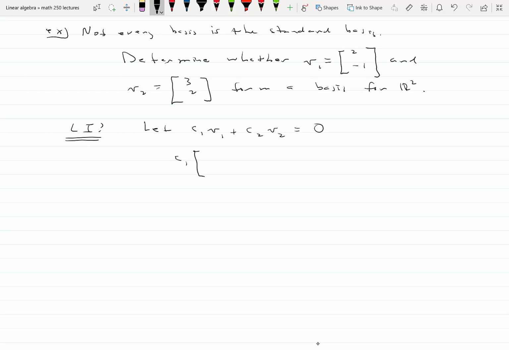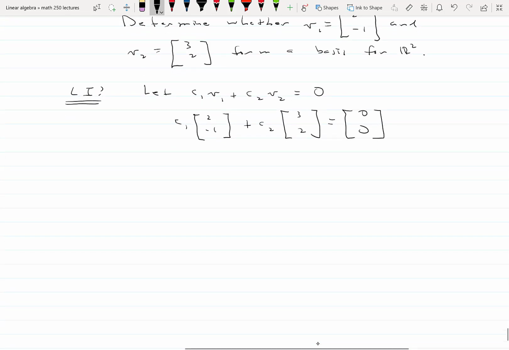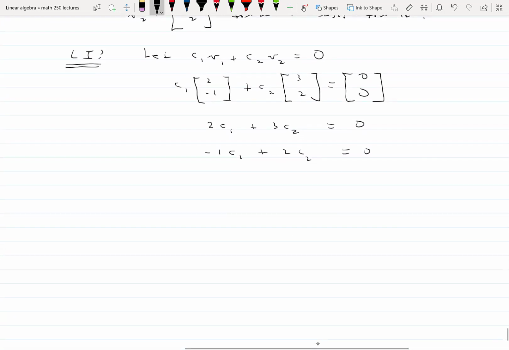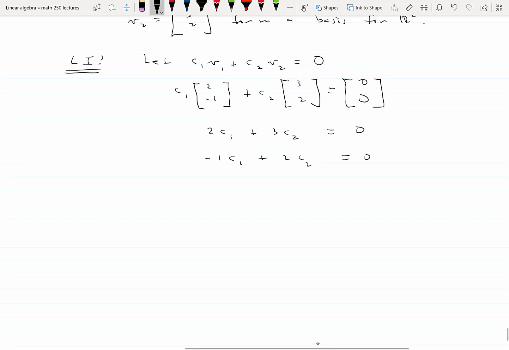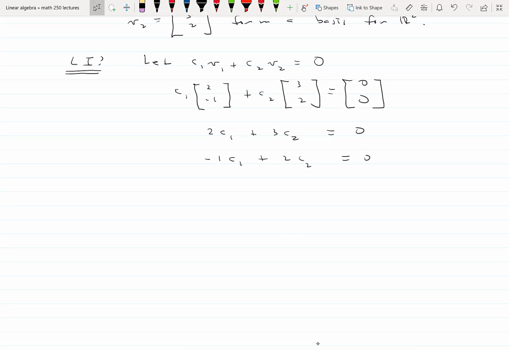So set c1 times (2, negative 1) plus c2 times (3, 2). Set that equal to the 0 vector in our vector space. So this says that we have a system of equations. Here we go again with the systems of equations. This is very common in linear algebra. Okay, now we're not looking for the solution. Actually, no, that's false. We are looking for the solution. We're supposed to determine whether the only constants are 0 or otherwise. Sorry about that, that was a little flub.